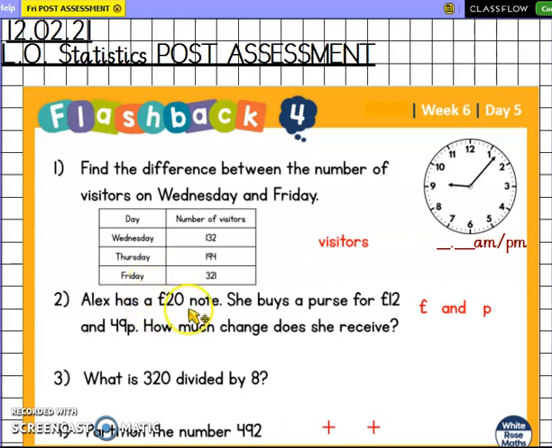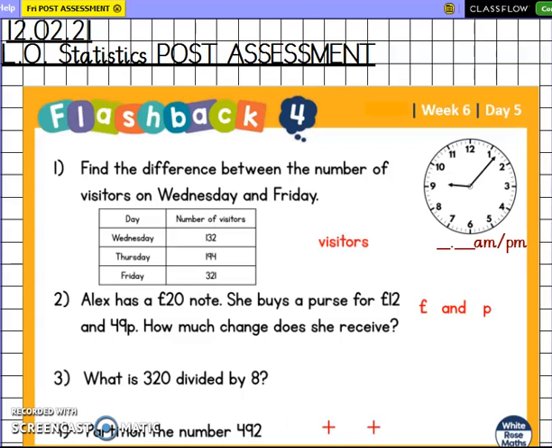Number 2, Alex has a £20 note. She buys a purse for £12 and 49 pence. How much change does she receive? Number 3, what's 320 divided by 8? Number 4, partition the number 492. So split it into hundreds, tens and ones and record the time. Pause the video here.